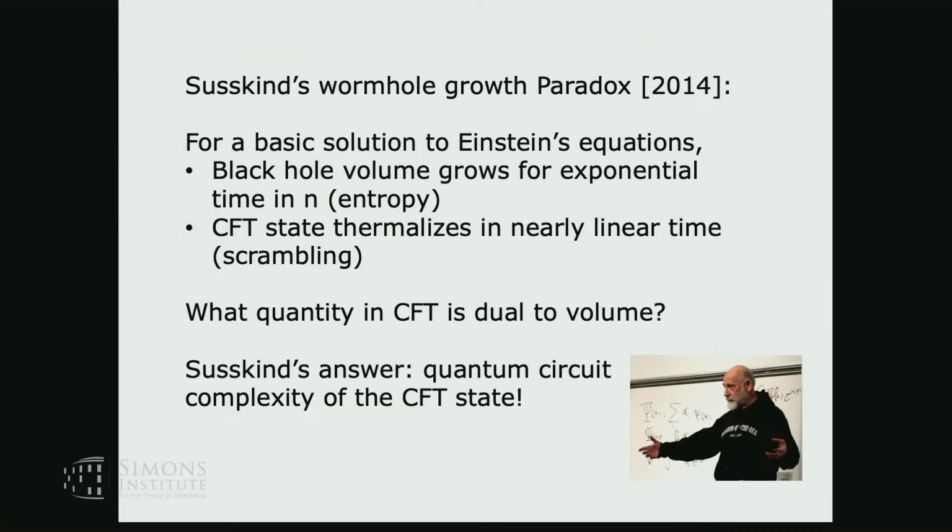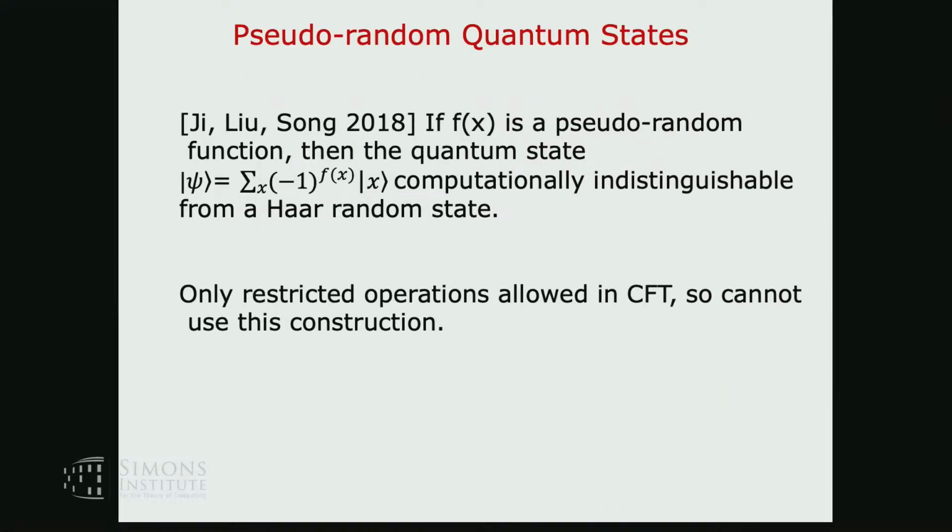So we started thinking, surely there should be a way of showing this, and surely the answer should have to do with pseudo-randomness, the reason we think complexity cannot be felt. There was a beautiful paper by Ji, Liu and Song showing that you can efficiently create pseudo-random states. You base it on any one-way function, and you can create a state on n qubits so that even if I give you polynomially many copies of this state, you can't tell whether I gave you this state or a completely random state, a Haar random state.